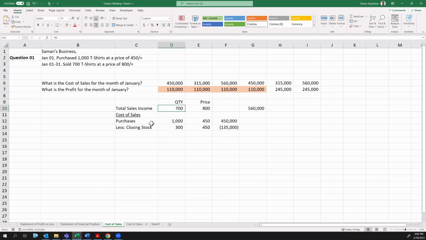So we need to see the total purchases used to generate this sale. So therefore, it's not 1,000. We have to remove the closing stocks to get the true figure, true cost of sales.